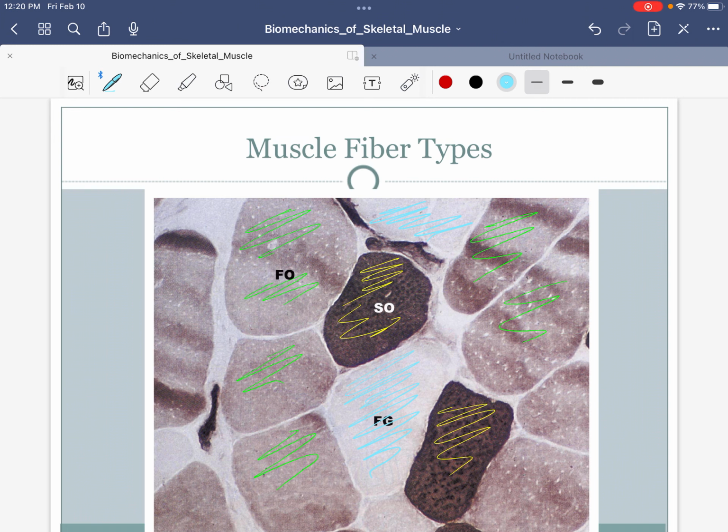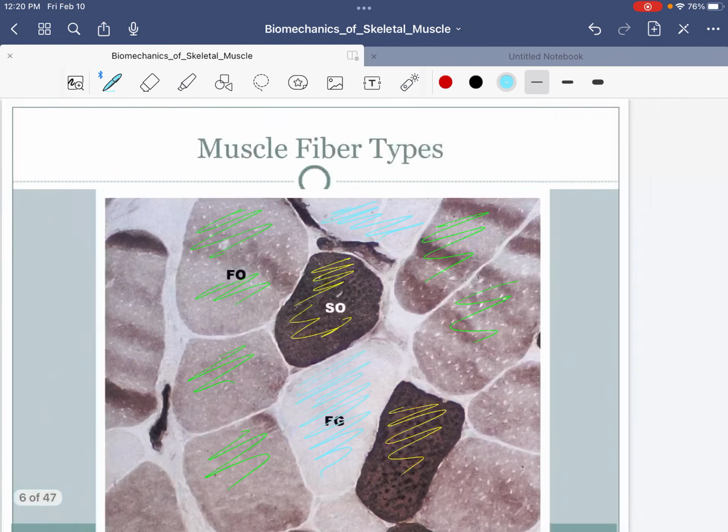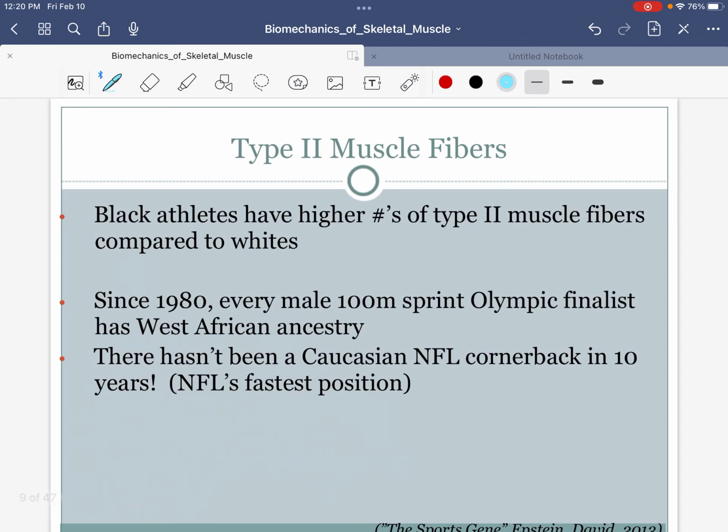So every muscle has all three. It is not like every muscle has just type 1 or just type 2A. Every muscle has all three. However, we can have different compositions of them.